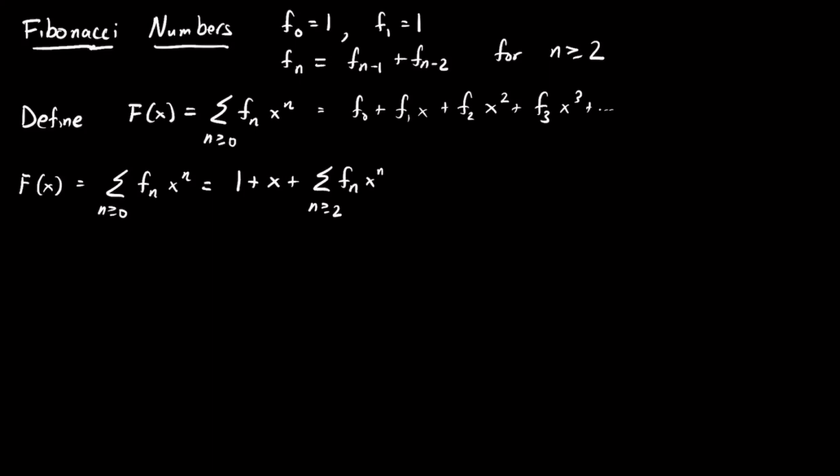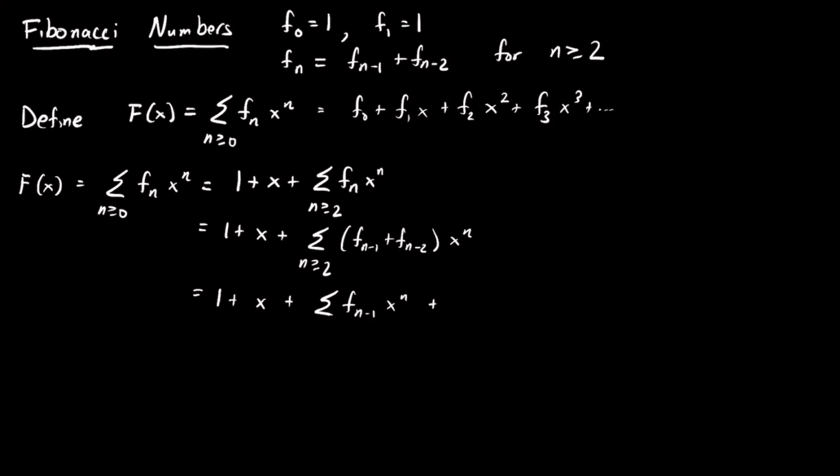Okay, now whenever n is bigger than or equal to 2, I can use my recursion. So I'm going to do just that. I'm going to write this as 1 plus x plus the sum of f sub n minus 1 plus f sub n minus 2, x to the n, where n is bigger than or equal to 2. Okay, so where does that get me? Well, let's split these up. This is going to be 1 plus x plus the sum of f sub n minus 1, x to the n, plus the sum of f sub n minus 2, x to the n. Here n is bigger than or equal to 2, and here n is bigger than or equal to 2.